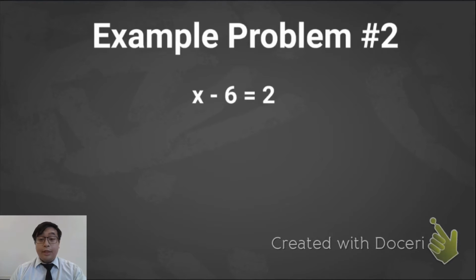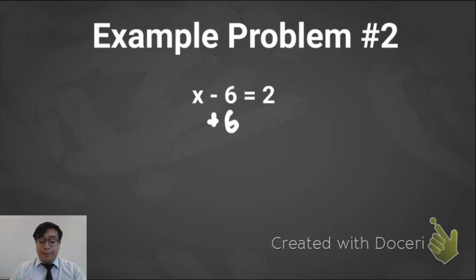Okay? Let's go over this next problem. I have x minus 6 equals 2. So, in order to get x by itself, I need to get rid of this minus 6 part over here. So what would be the opposite of taking 6 things away? Well, if I took them away, the opposite would be putting 6 things back in. So the opposite of subtraction is going to be adding 6.